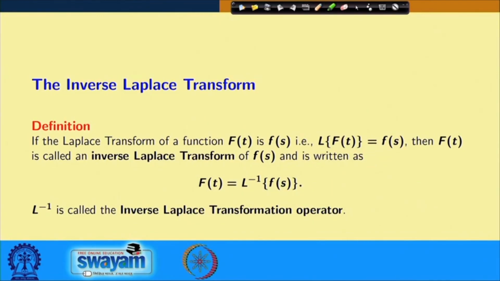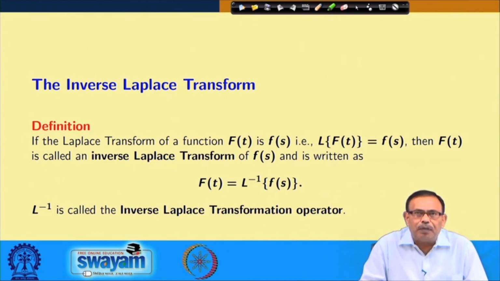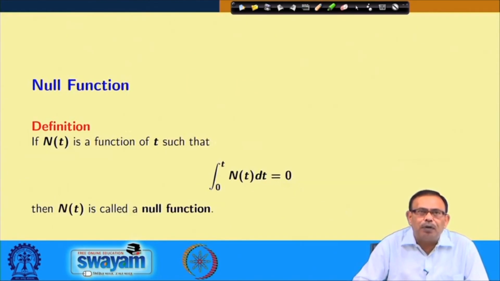The definition of the inverse Laplace transform is, if the Laplace transform of a function f(t) is F(s), that is, Laplace transform of f(t) equals F(s), then f(t) is called the inverse Laplace transform of F(s) and is written as f(t) equals L inverse F(s). So, for any function f(t), if F(s) is the Laplace transform, then the inverse Laplace transform of F(s) is denoted by f(t), and it is written as f(t) equals L inverse F(s), where L inverse is called the inverse Laplace transform operator.